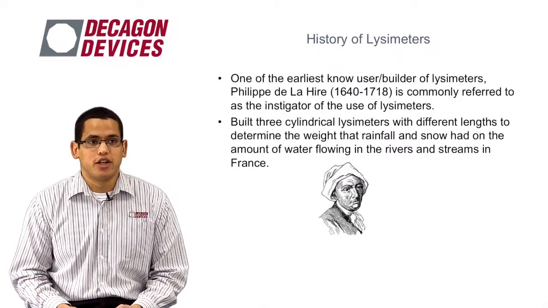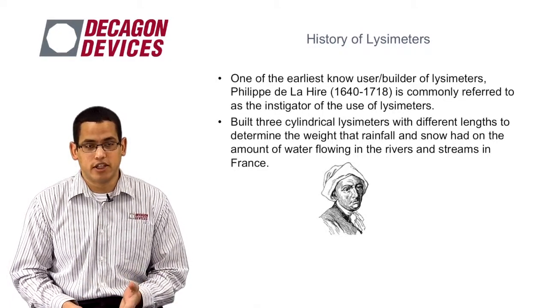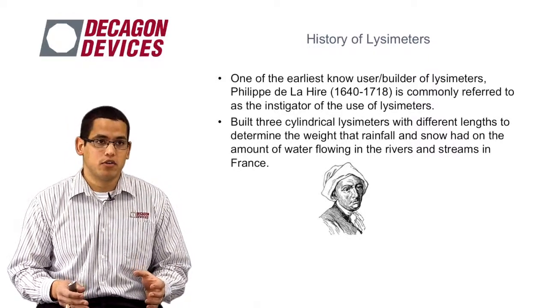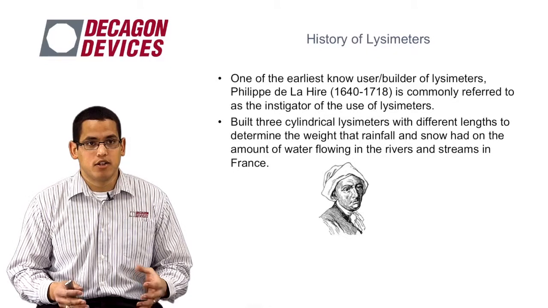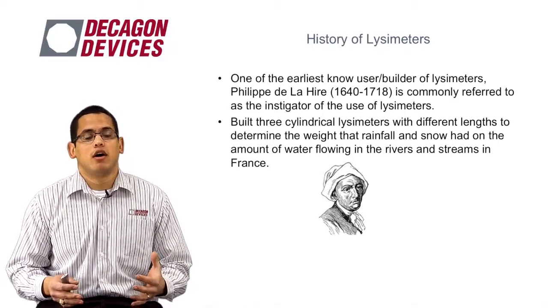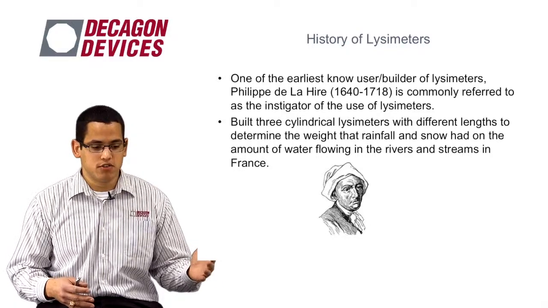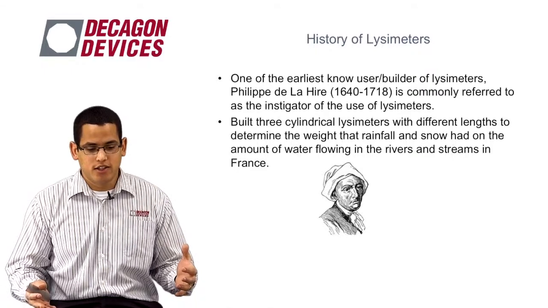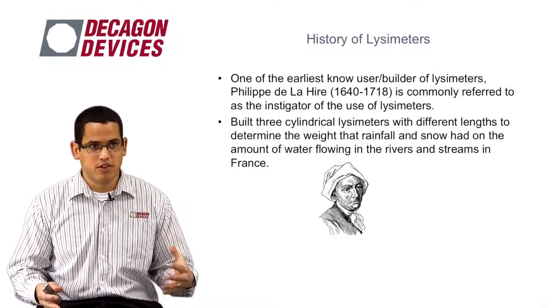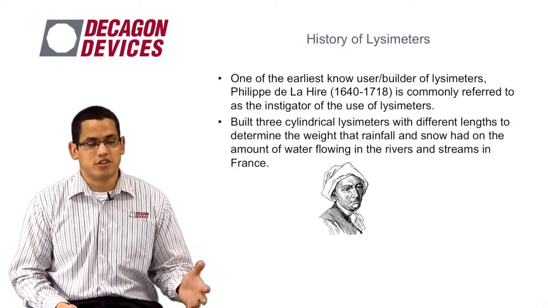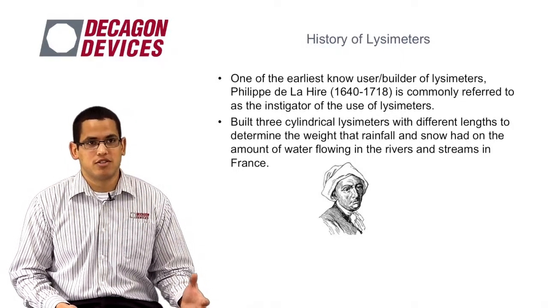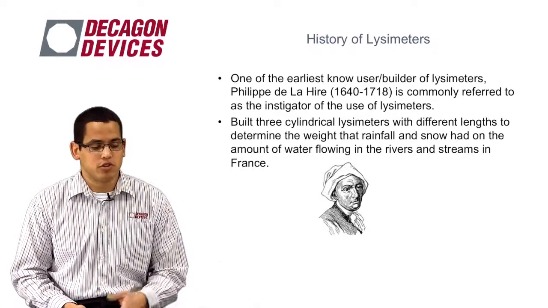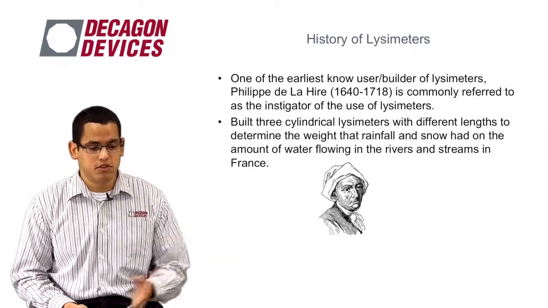So he built three leaden cylindrical lysimeters at different lengths to measure the percolation of water through the soil and try to get a better understanding of the contribution of rainfall and snowmelt to water flowing in rivers and streams in France. The conclusions from this study were still not enough at the time to convince many of the scientists that rainfall was a major contribution to groundwater recharge or the underground springs.